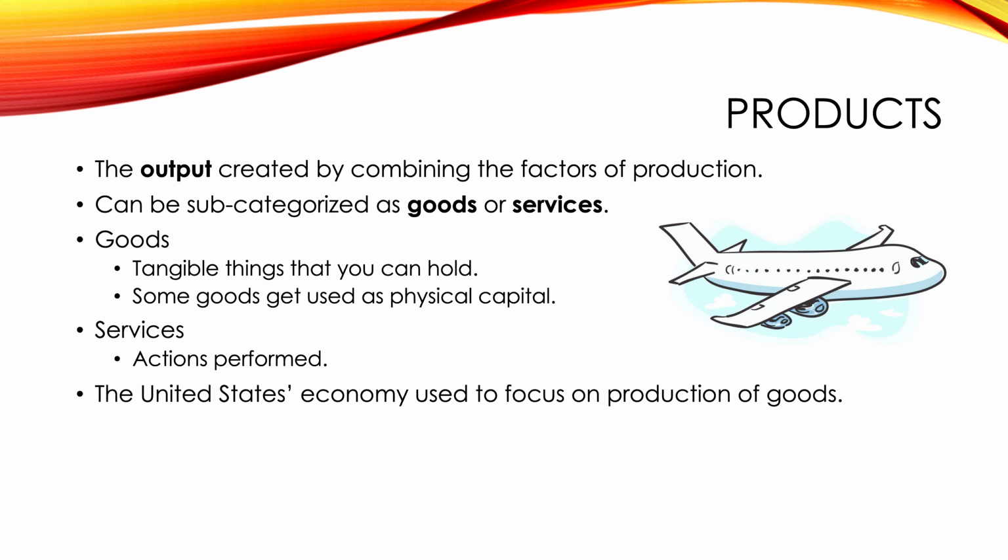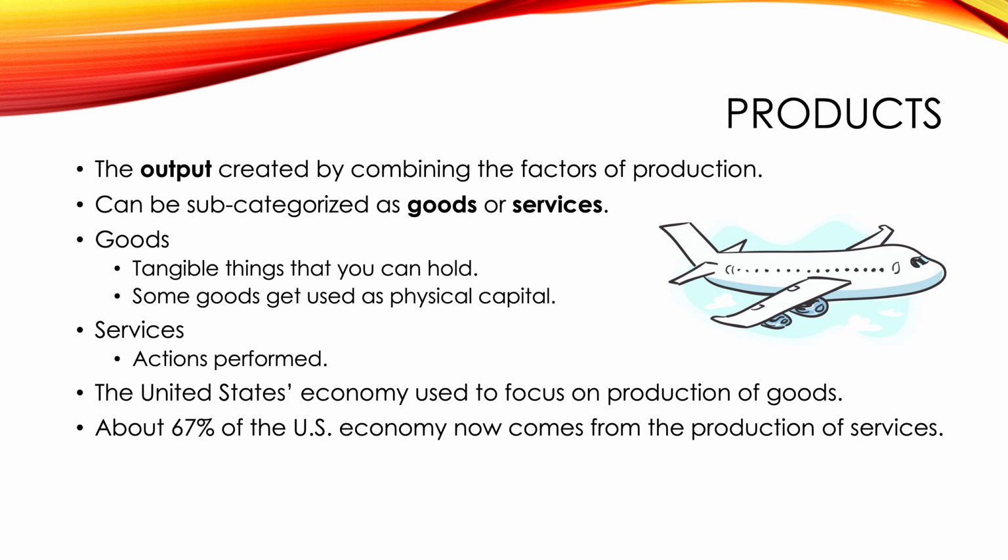And the US economy really used to focus on the production of goods. That was the primary way that the United States economy operated. But that has been changing for the last 100 years, for the last 50 years. Today, about 67%, that's about two-thirds of the US's economic production comes from the production of services, not goods. So only about a third of our economy is from the production of goods. The other two-thirds come from the production of services. And why does this matter?